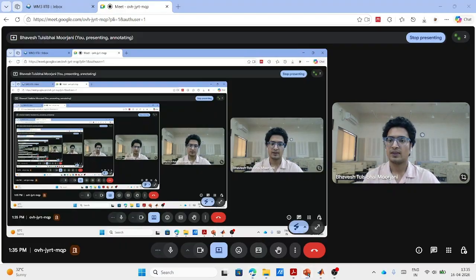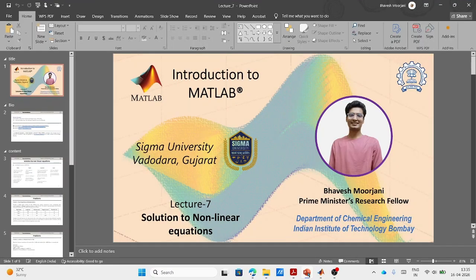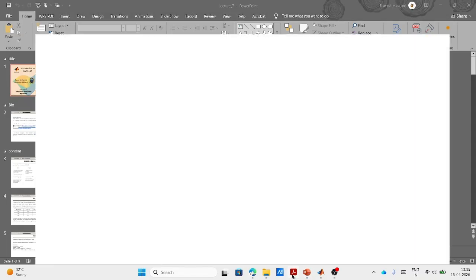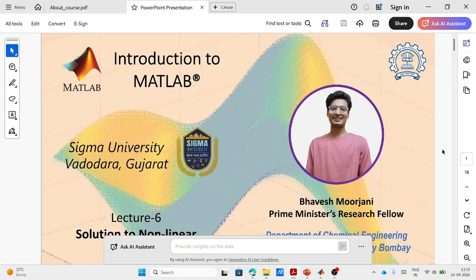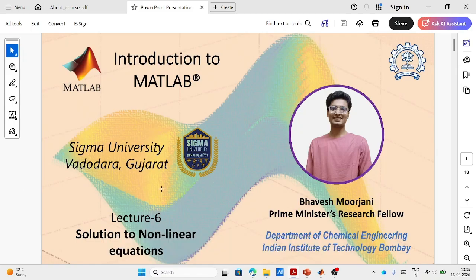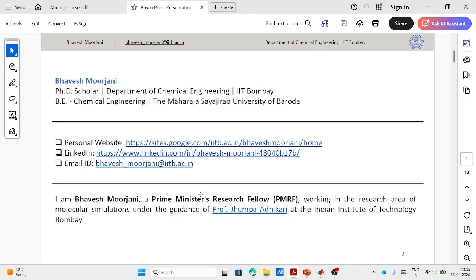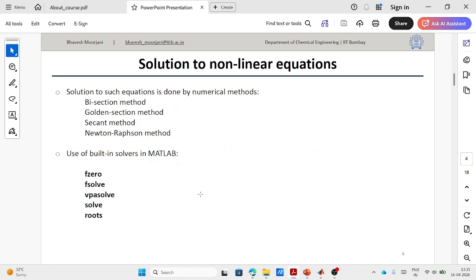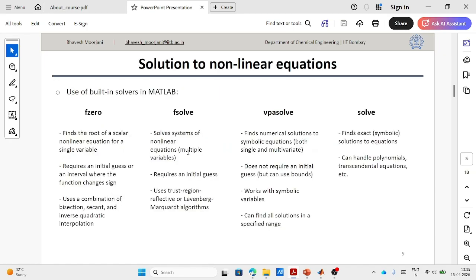Welcome all, welcome to the seventh lecture of this workshop, which is on Introduction to MATLAB, where we learn the fundamentals of MATLAB and then use it for chemical engineering applications, right? So in the last lecture, we learned how to find a solution to nonlinear equations in MATLAB through various inbuilt commands. So we looked at the fzero, fsolve, vpasolve, solve, and the roots commands, and then we understood the difference between these commands also, right?